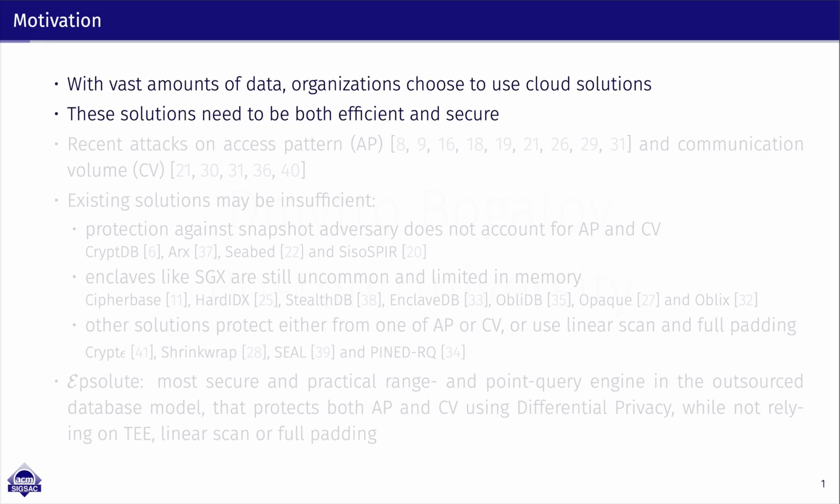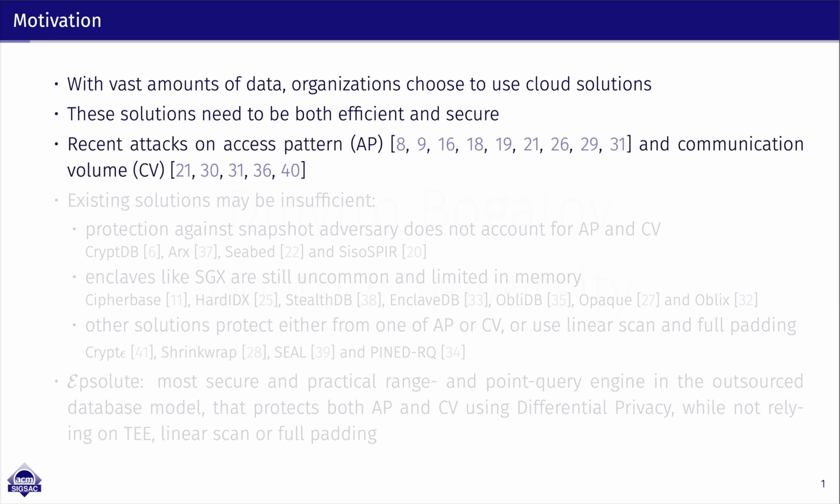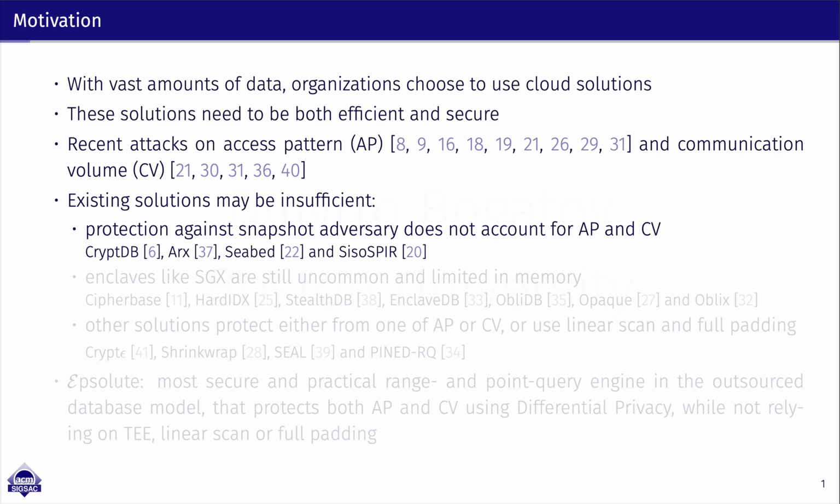Clouds have become a dominant form of data warehousing, and with that come requirements on security and efficiency. In this work, we concentrate on defenses against access pattern and communication volume attacks, which actually imply at least protecting the data at rest. Relevant existing solutions fall into one of three categories: the ones which protect perfectly against a snapshot adversary, but do not account for access pattern or communication volume attacks.